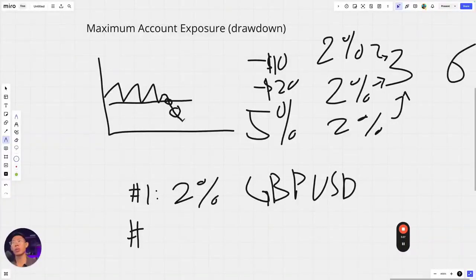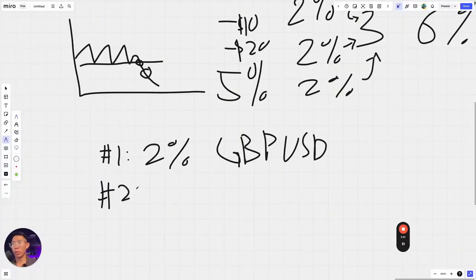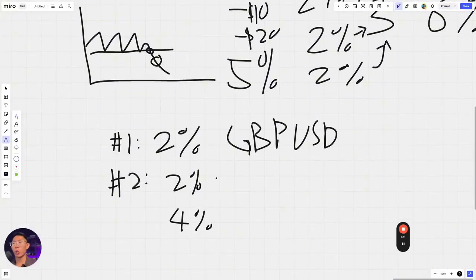But then price just keeps going down, keeps going down. And at that point of time, on the second trade, you risk another 2%. I'm trying to find a way to articulate my thoughts properly, and I'm trying my best here, guys. But I risk another 2% on this trade right here. So in total, we are risking 4% on this GBPUSD trade. The worst case scenario is that if we lose both trades, we will be down 4%.